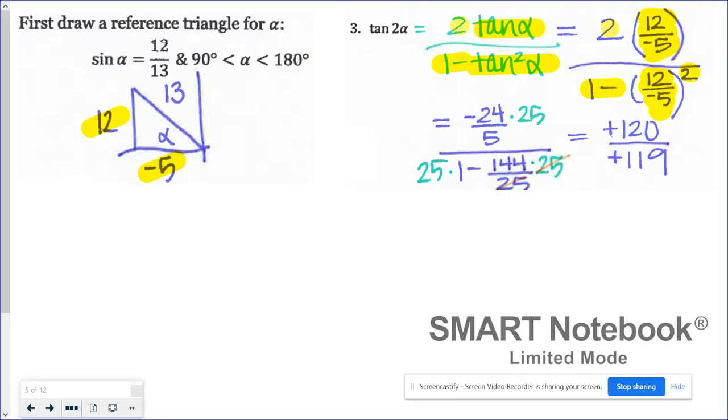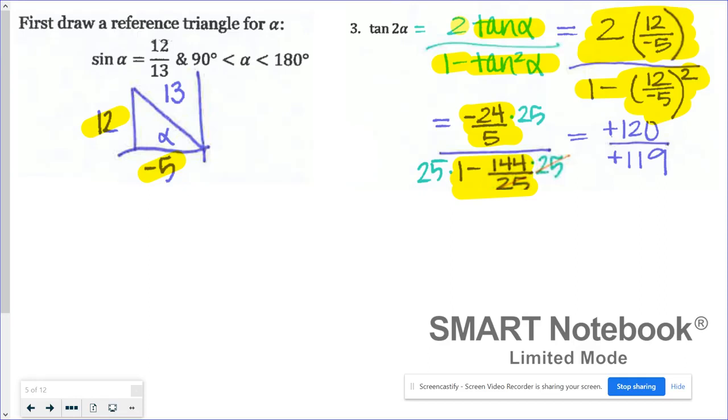So notice in the next step in purple, I've done that. In the numerator, I multiplied this together. So 2 times negative 12 fifths is negative 24 over 5. And then on the bottom, I have 1 minus, and then this 12 over negative 5 squared is 144 over 25. This is a complex fraction because I have a fraction within a fraction. And in order to get rid of that, I need to multiply all 3 terms by the common denominator. And the common denominator is the bigger one, the 25. And so notice that I'm multiplying all 3 of those terms by 25.